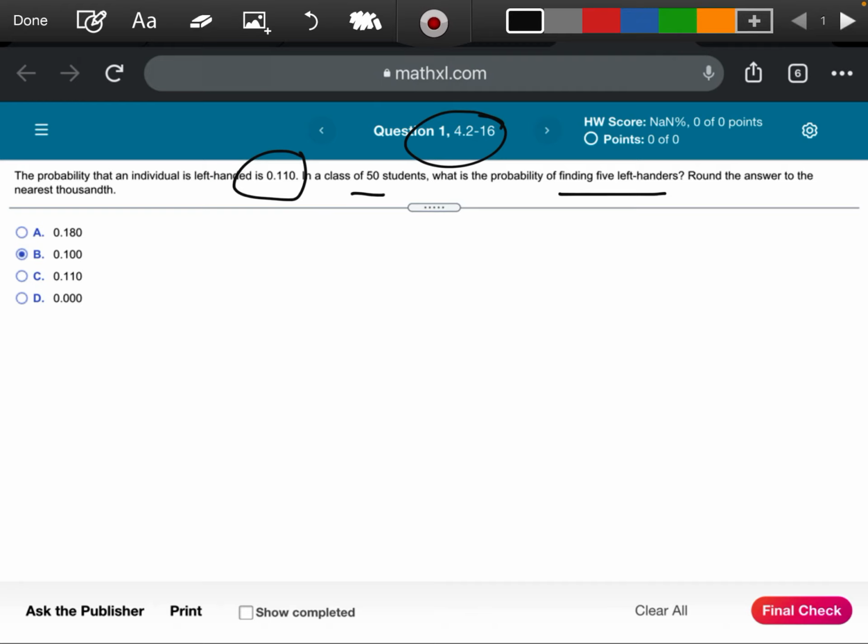Since we're talking about binomial distributions here, the way I'm going to do this problem is I'm going to use my binomial. Oops, that's really messy. Let me fix this. Sorry about that, y'all. Okay, I'm going to use my binomial.